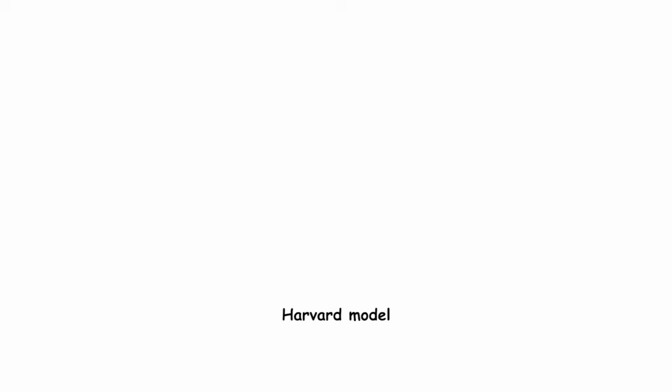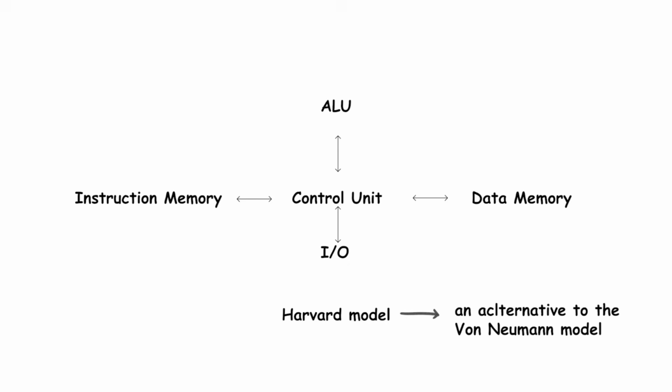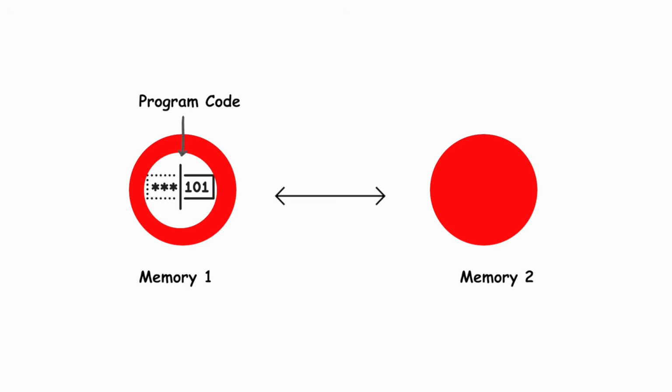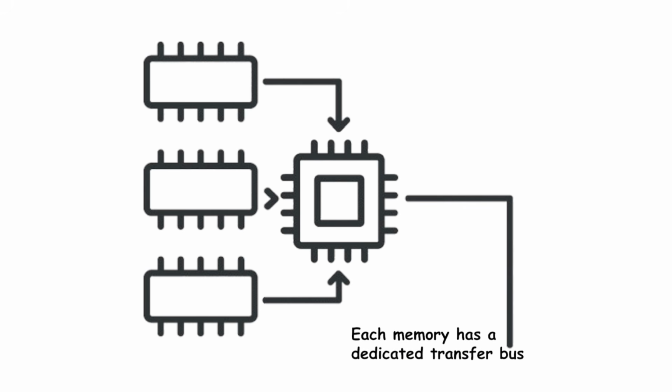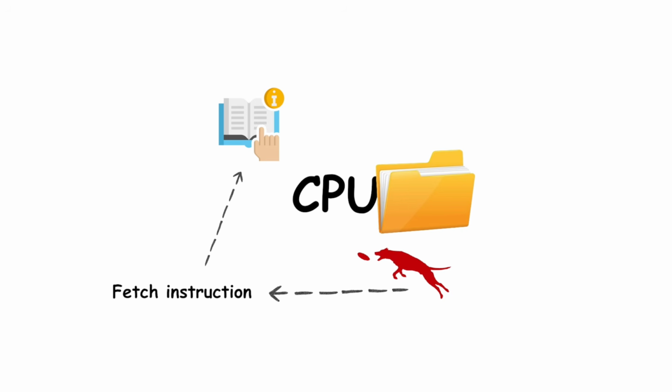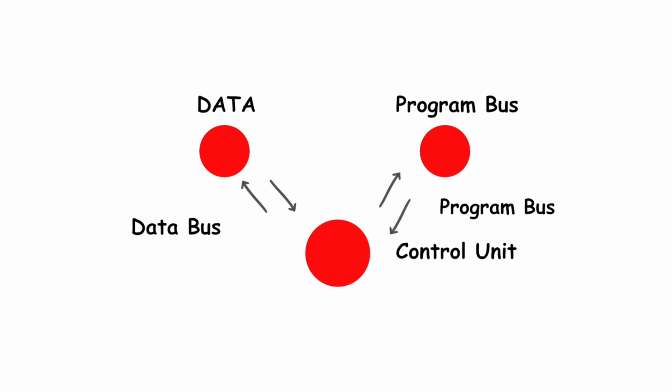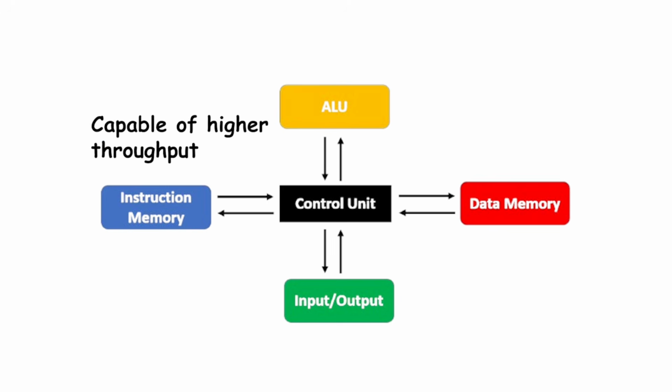Harvard architecture. The Harvard architecture was developed as an alternative to the von Neumann model. Its defining feature is the use of separate memory spaces for instructions and data. This means program code is stored in one memory system, while data is stored in another. Each memory has its own dedicated bus for transfers. Because of this separation, the CPU can fetch an instruction and access data at the same time. This parallelism removes the bottleneck of von Neumann systems, where instruction and data transfers compete on the same bus. Harvard systems are therefore capable of higher throughput, especially in specialized computing tasks.